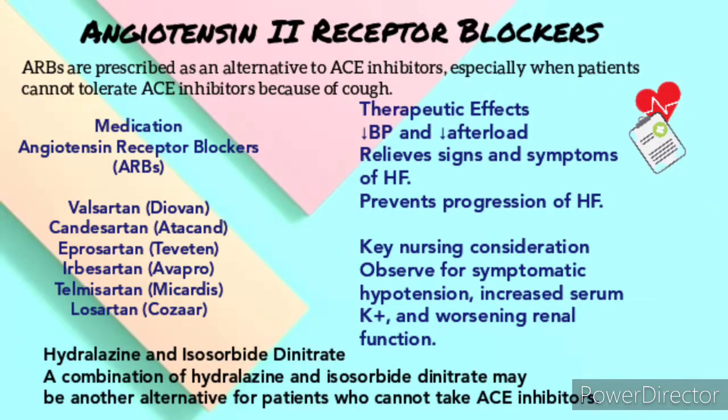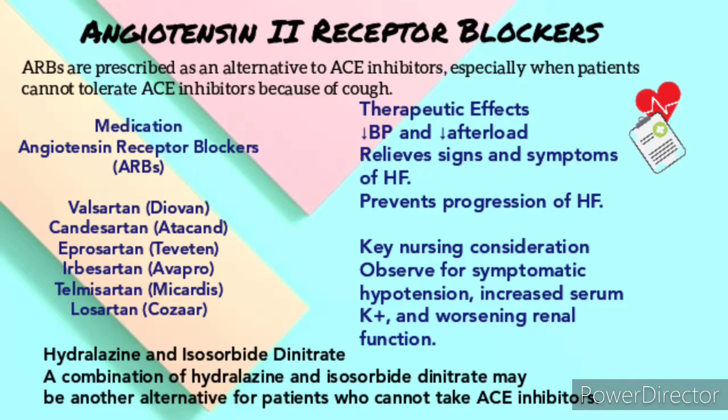Next is angiotensin II receptor blockers. ARBs are prescribed as an alternative to ACE inhibitors, especially when patients cannot tolerate ACE inhibitors because of cough. Therapeutic effects include decrease BP and decrease afterload, relieves signs and symptoms of HF, and prevents progression of HF. Medications: valsartan, candesartan, eprosartan, irbesartan, telmisartan, losartan. Key nursing considerations are to observe for symptomatic hypotension, increased serum potassium, and worsening renal function.